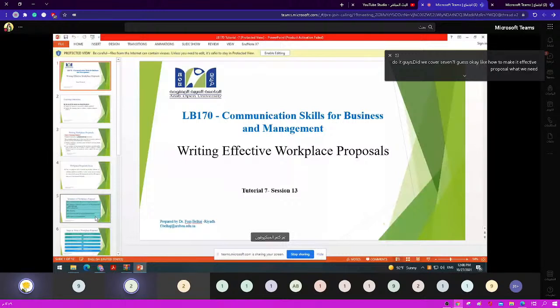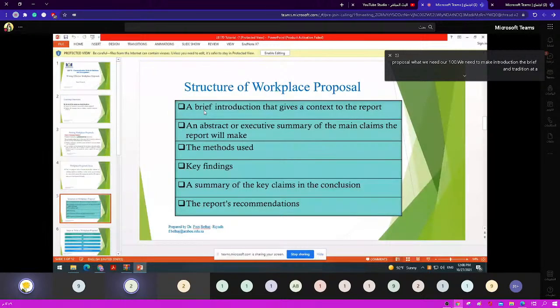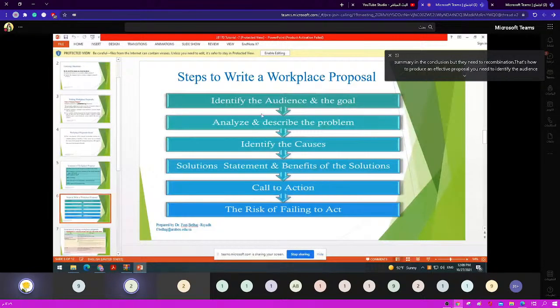What we need. أول حاجة we need to make introduction, a brief introduction. حاجة مختصرة. بعدين summary. نختصر all the main points in the summary, all main claim. بعدين الميثودز. Key finding. Then the summary and the conclusion. بعدين نكتب recommendation. That's how to produce an effective proposal. You need to identify the audience. إلى مين تكتب الريبورت? To who? You need to identify to who you are sending this report.